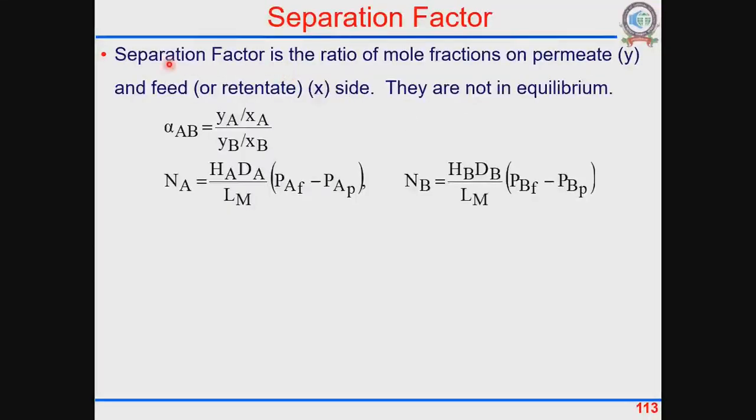A little bit about separation factor. If you take the feed side, let's say feed or retentate side, we denote the mole fractions by X. On the permeate side, let's say we denote the mole fractions by Y. Then we can write the separation factor alpha AB as Ya by Xa divided by Yb by Xb. Recall in liquid extraction we had defined a separation factor when we had talked about reaction and extraction simultaneously.